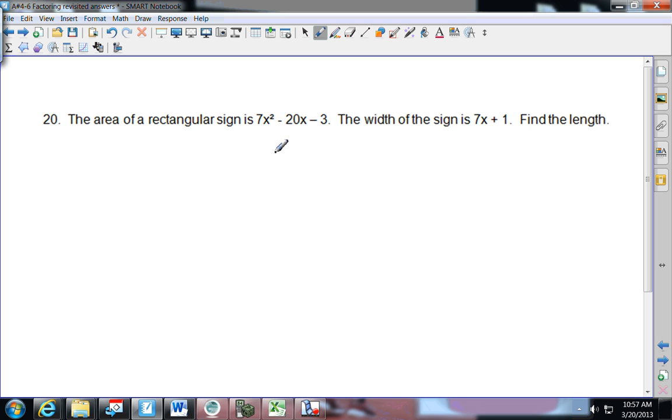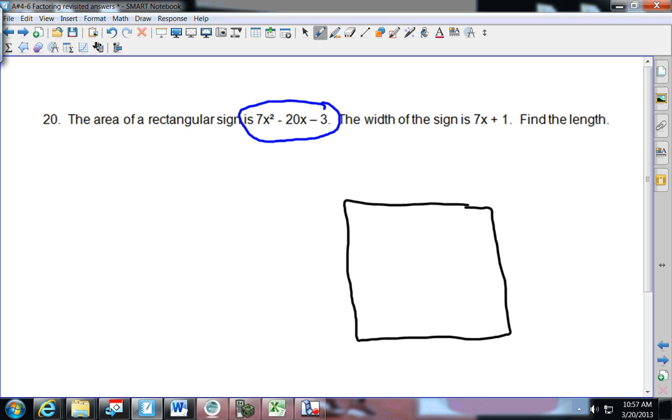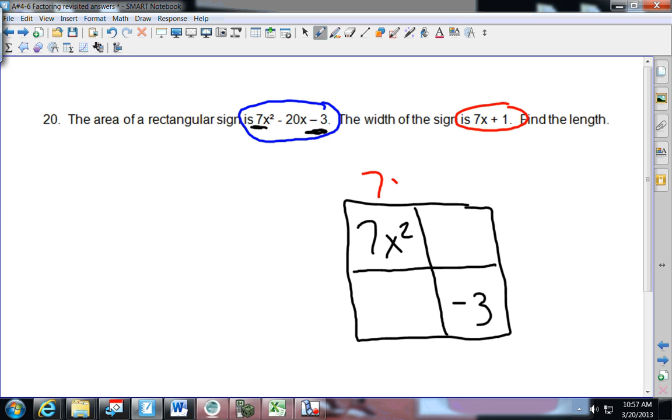Now, you could go totally through and just factor this and find your factors and find the one that's not 7x plus 1. One of the ways that I would set this up without doing all the factoring: I draw my box, and what do I know goes in the top left-hand corner? 7x squared. What do I know goes in the bottom right? That negative 3. I just put that in there for right now. I know that one of my factors is 7x plus 1, so I'll put it where the factors belong.